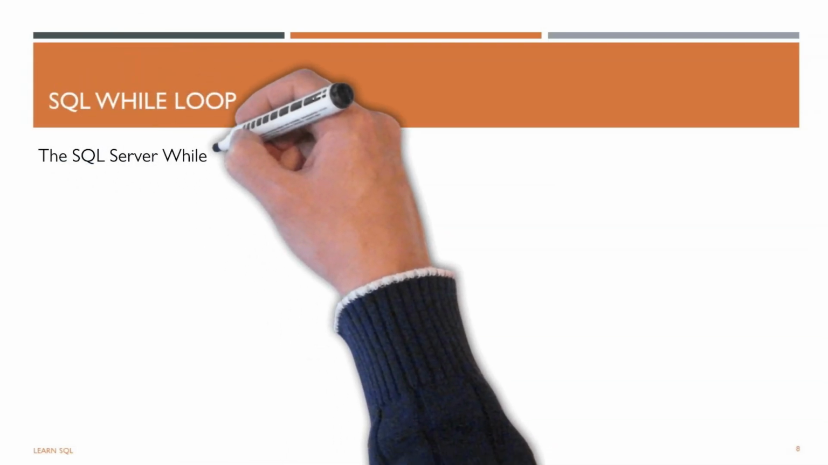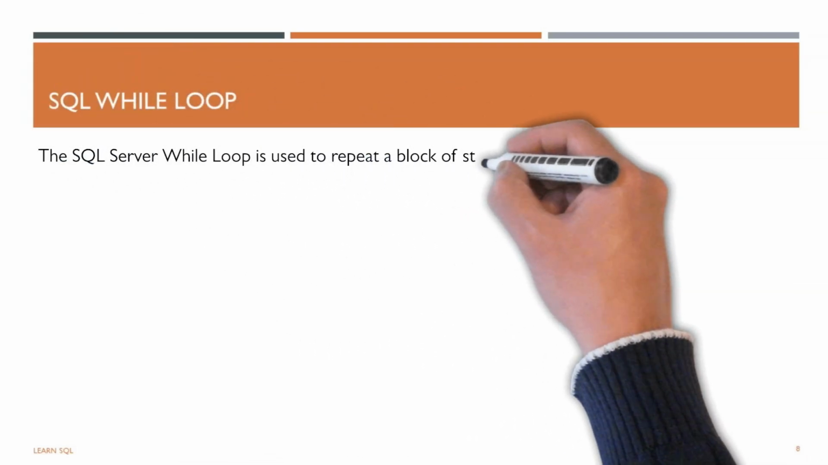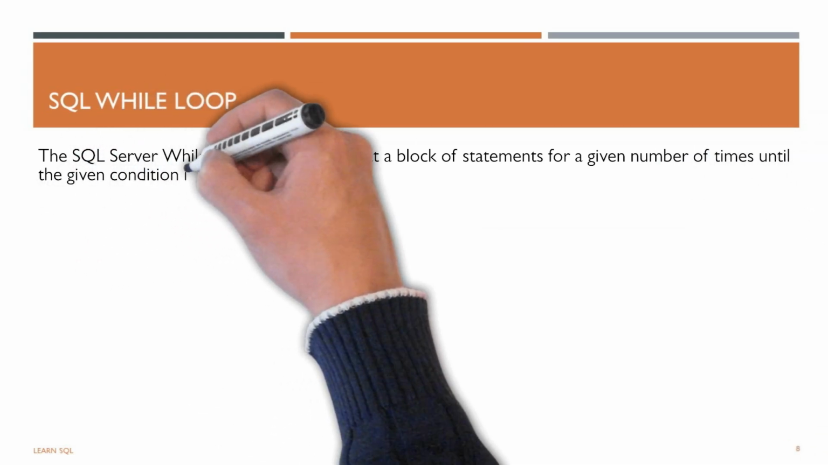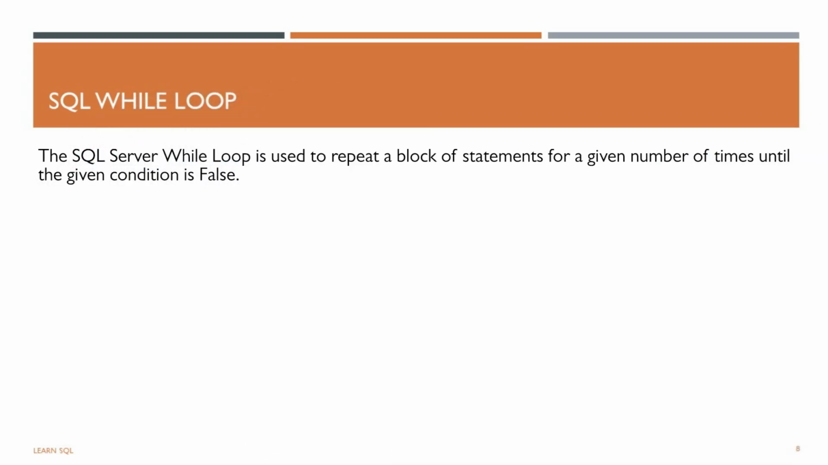The SQL Server while loop is used to repeat a block of statements for a given number of times until the given condition is false. The SQL Server while loop starts with the condition, and if the condition resulted true, then the statement inside the begin and end block will execute. Otherwise, it won't execute. So basically, it suggests that a while loop may execute 0 or more times.